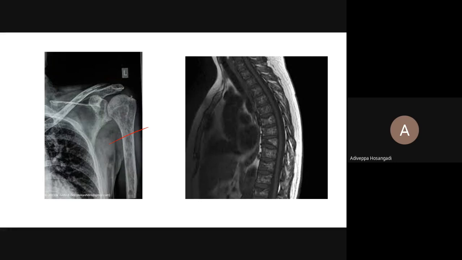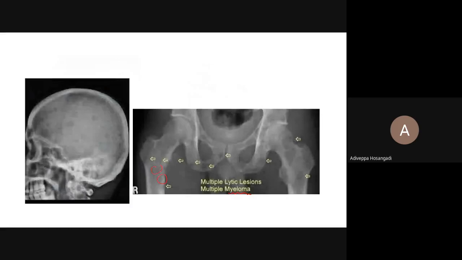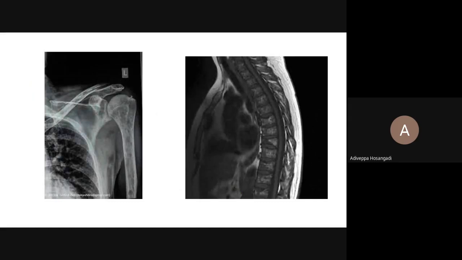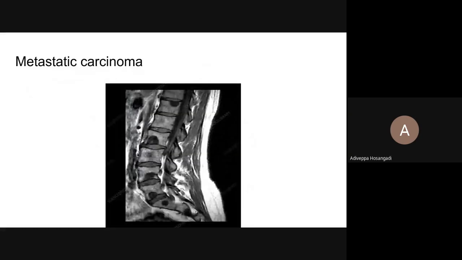This very well depicts the destruction, as I was telling. It can be permeative. What you saw in the skull is geographic destruction, a limited here and there destruction. Look at this. It is a permeative destruction. It is seen in multiple myeloma, or it can be seen in aggressive primary bone tumors or metastatic carcinoma. Okay, look at this. All the vertebrae are involved. Intervertebral discs are maintained normal.